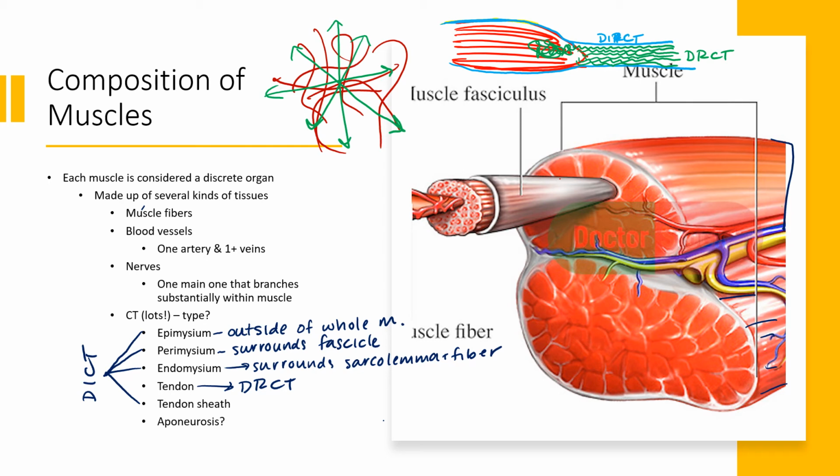The only thing I'm leaving off so far is the aponeurosis. That's really just a tendon that is long and flat instead of round. So you find an aponeurosis on the top of your head, for example.